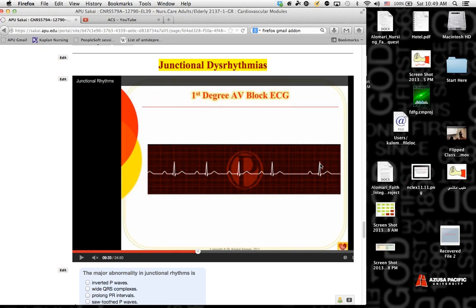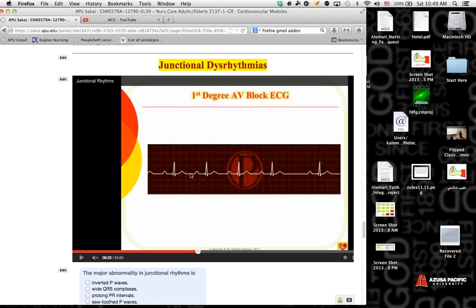What do you mean no visible? Yes, it's actually inverted, but it's either clearly inverted or you don't see it because it's embedded with the QRS. Yes, but everything else is normal. Everything else will be normal. So if you see everything is normal, but you don't see a P wave, and there are no flutter waves, and the QRS are normal, there's no ventricular problem here. It's mainly the junctional. The QRS will be fine.